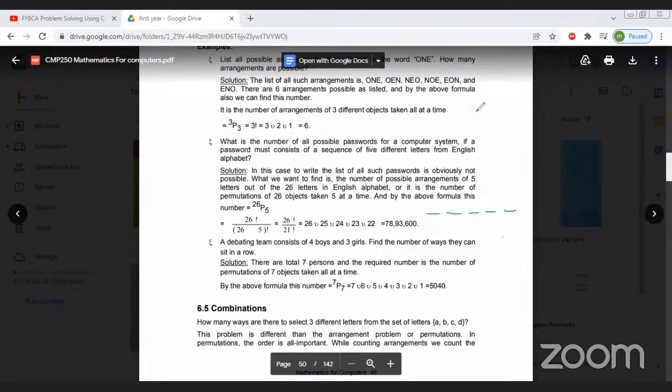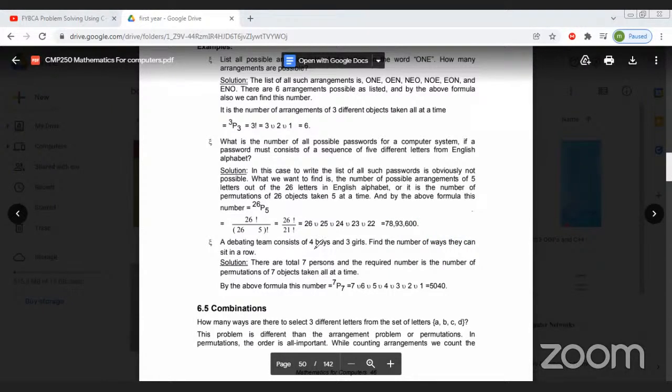What you can do is 26P, how many do I have to select? 5. Done. And then substitute into the formula. Otherwise, if you want to cross check, you can use this: in the first place 26, in the second place 25, into 24, into 23 places. See, this one is a little lengthier, I guess. This will be simpler because the answer which you're getting is in lakhs. So it's better you use this formula.